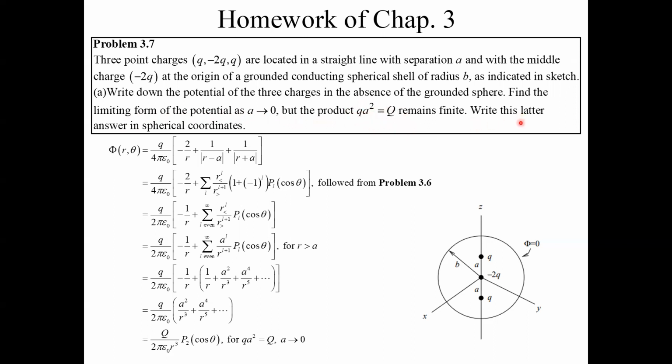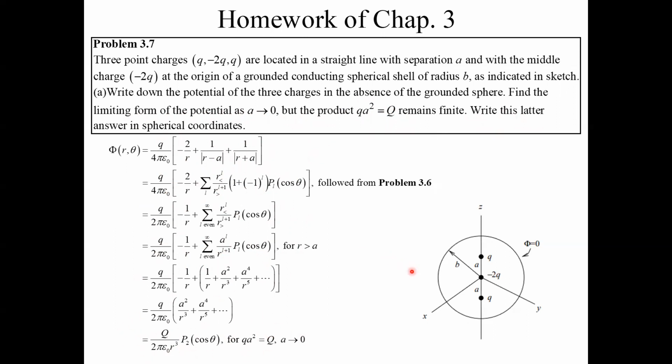Find the limiting form of the potential as A approaches 0, but the product QA squared, which we hold as Q, remains finite. Write this latter answer in spherical coordinates. We follow the same steps as on the last page, do the same calculation, and finally we get the answer here.